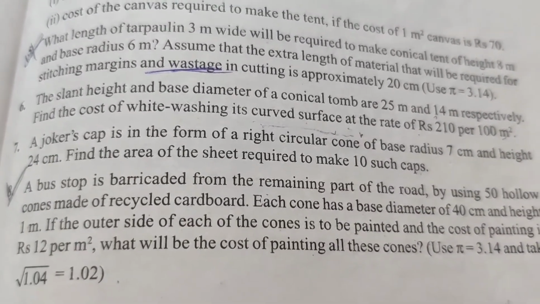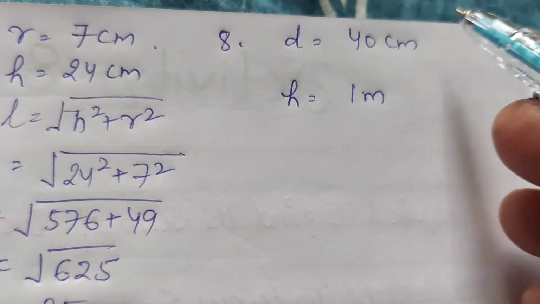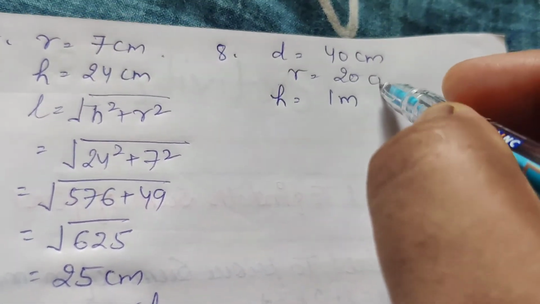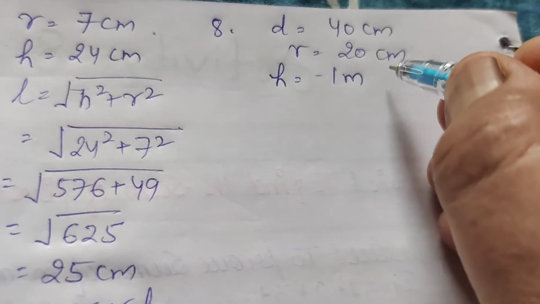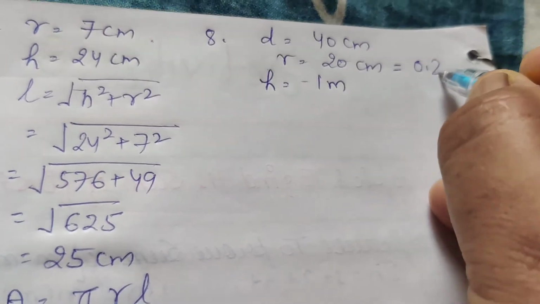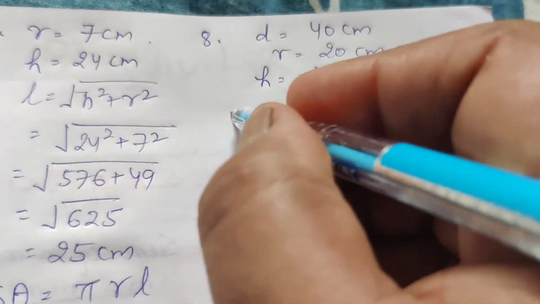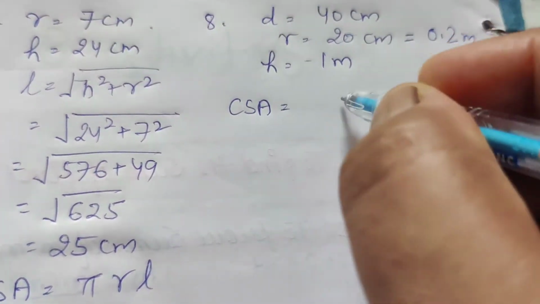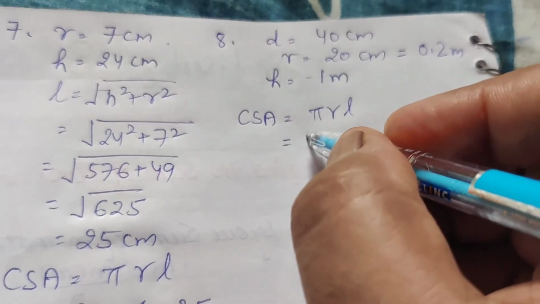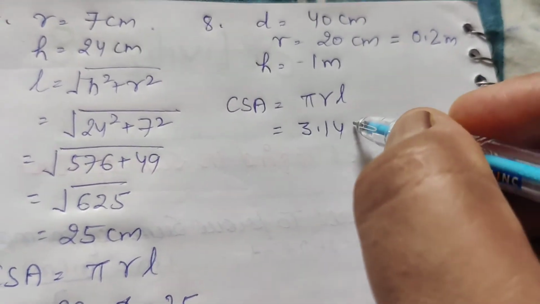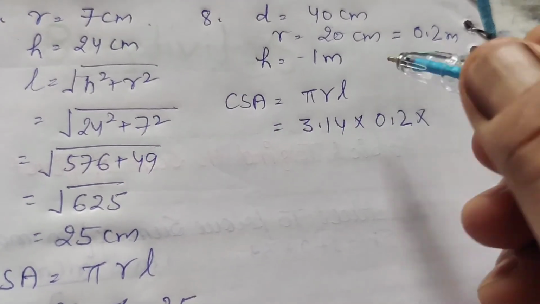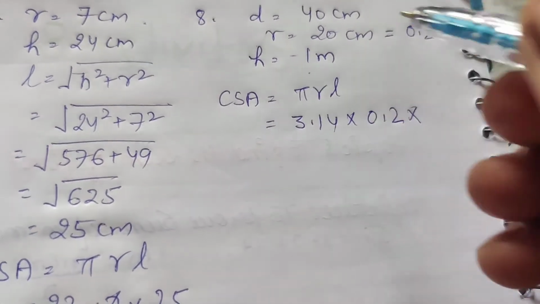The diameter is 40 centimeter. It means radius equal to 20 centimeter. And height is 1 meter. And radius 20 centimeter means 0.2 meter. And CSA of one cone, pi r L. Pi using 3.14, R is 0.2 and L we have to find. First we have to find the L.